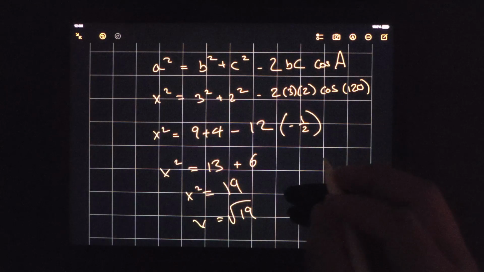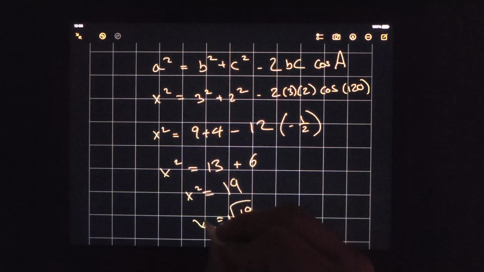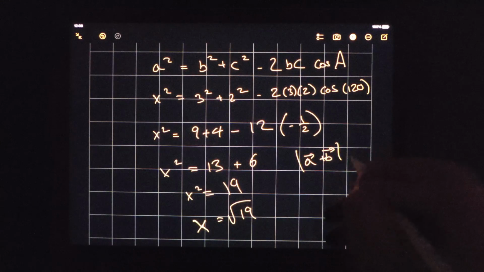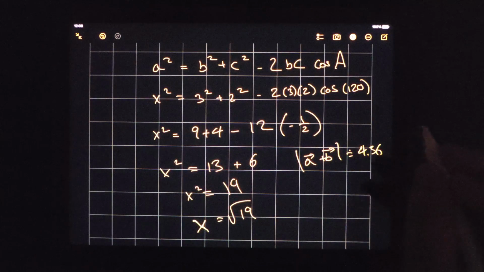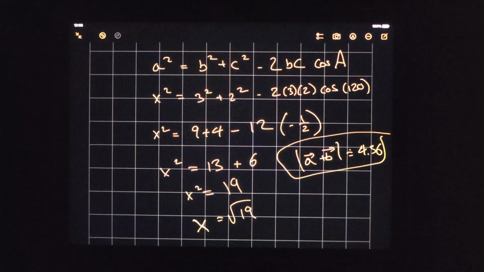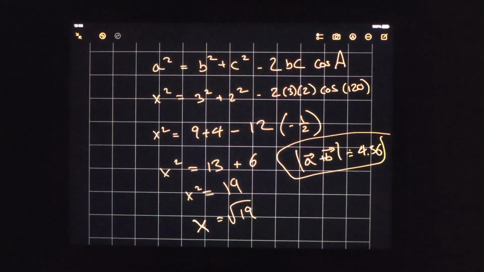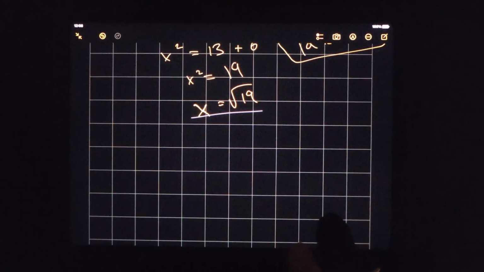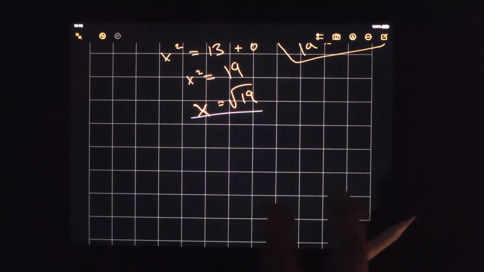So basically, that is how we add vectors.